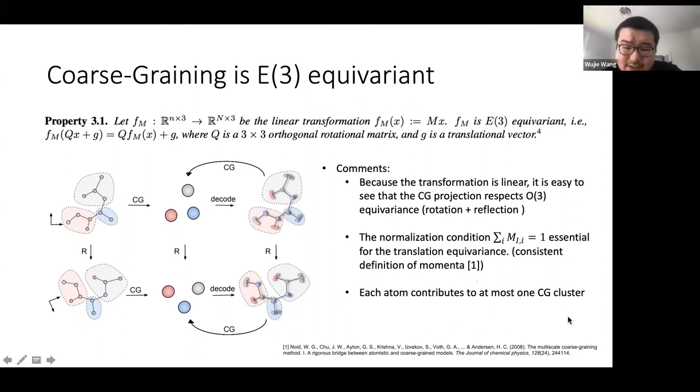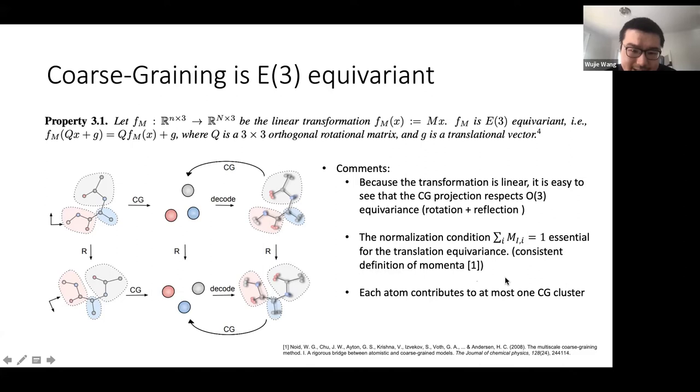Another constraint that's important is that each atom contributes at most to one CG cluster. It's actually possible to construct a mapping where an atom does not contribute to any CG clusters. That's possible, but you cannot contribute to more than one CG cluster. The reason is that you will lose the consistent definition of your particle momenta. If you want to look into more theory behind this, you can look at this paper by Professor Noé on this topic.